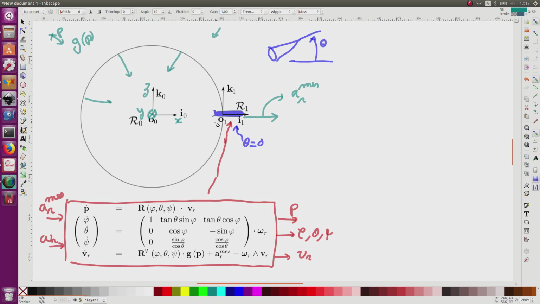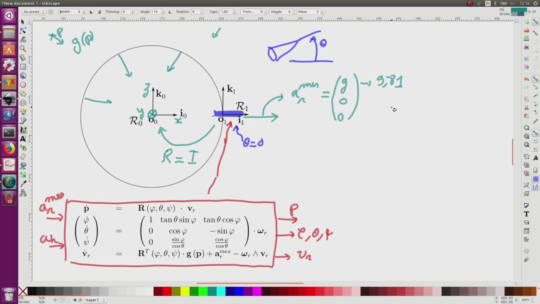Note that the transformation to go from this frame to this frame corresponds to the Euler matrix, and here the Euler matrix corresponds to the identity, since all Euler angles are equal to 0. So we measure 0, 0, g, where this quantity is equal to something like 9.81.